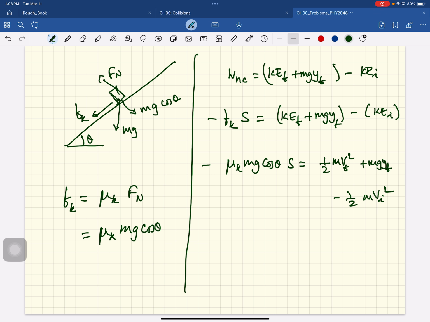Okay, so notice something neat here. The mass canceled. What does that mean?